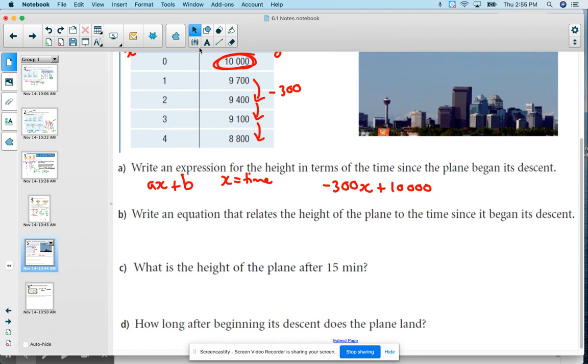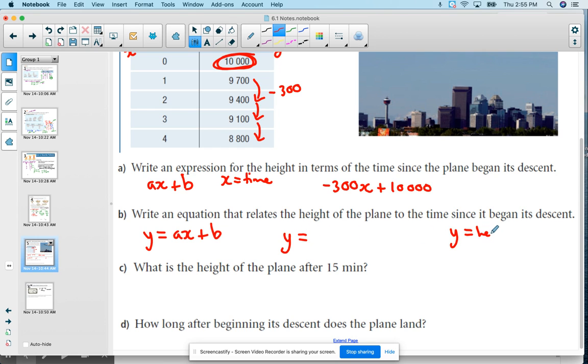So B asks you to write an equation. That means you just now need an equal sign in there. Nothing changes about your expression. We just now say that y, which is actually your height, equals negative 300 times x, which is your time, plus 10,000.